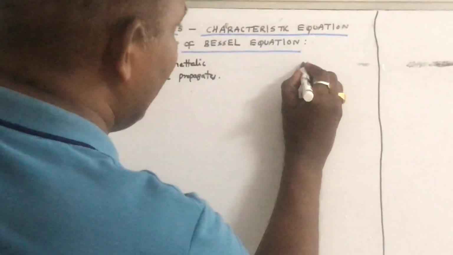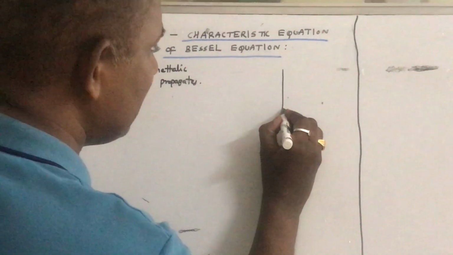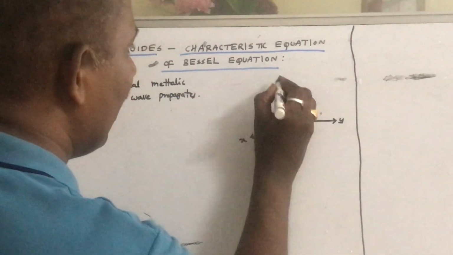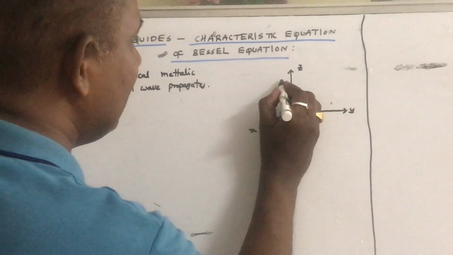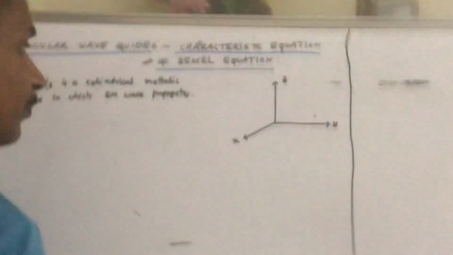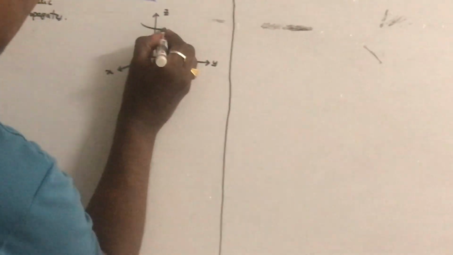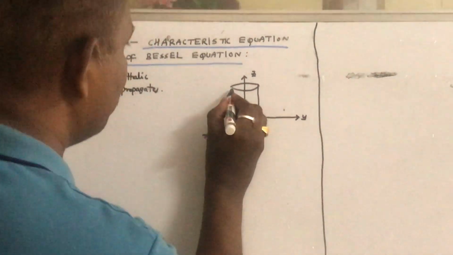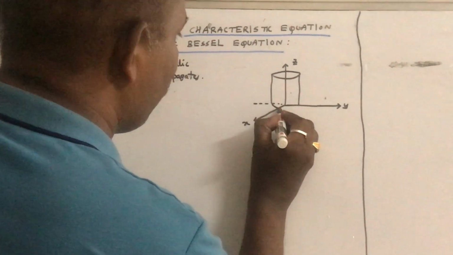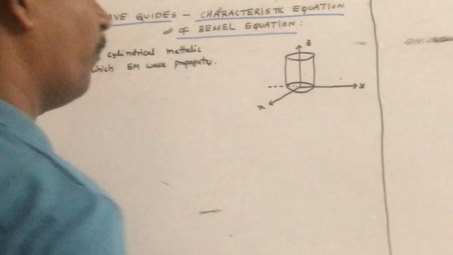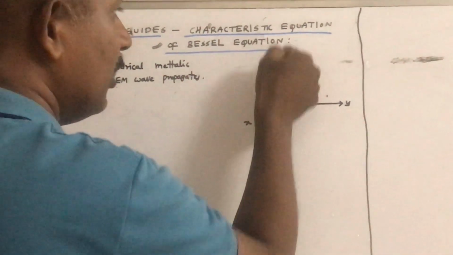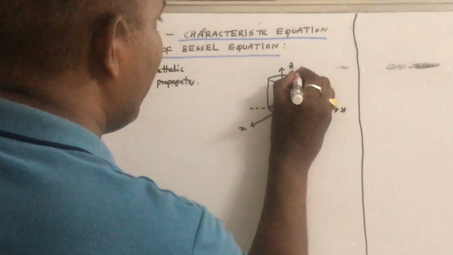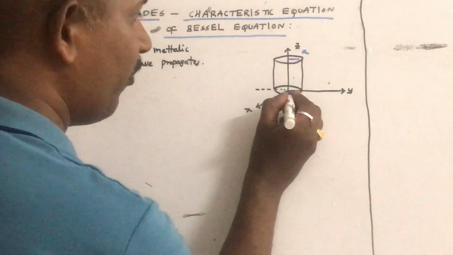propagates. Let us take a three-dimensional coordinate system, say this is a three-dimensional coordinate system x, y and z. Let us take a cylindrical structure. Say this is the circular waveguide. Assume that the axis of the circular waveguide is along z axis. So assume that the radius of the circular waveguide is say small a.